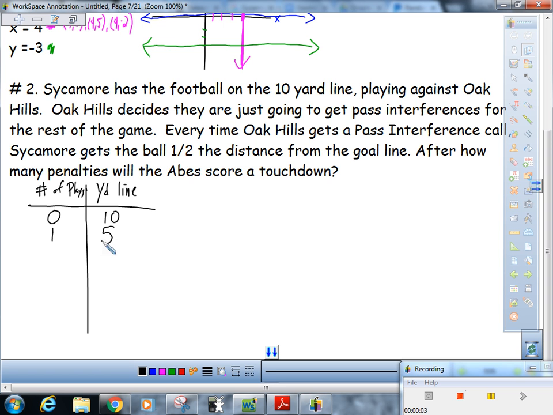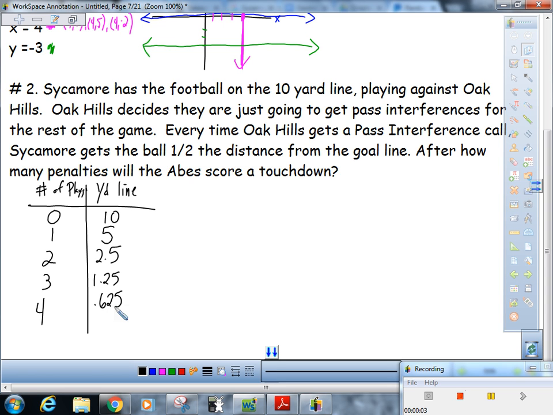Okay? So then this just keeps happening. After 2 plays, they're at the 2.5 yard line, right? And then after 3 plays, they're at the 1.25 yard line. And then I'm going to need some help on this. And then after 4 plays, they're at the, is it 0.675? What's, thank you, 0.625 yard line?